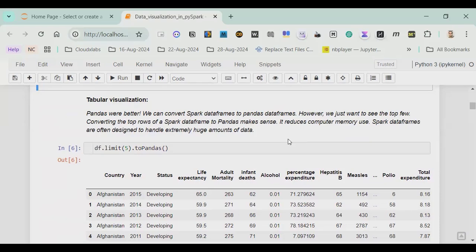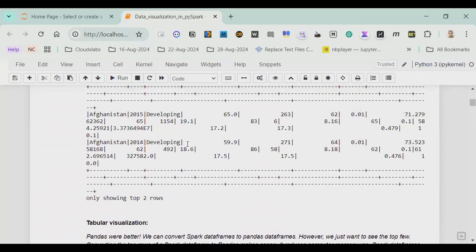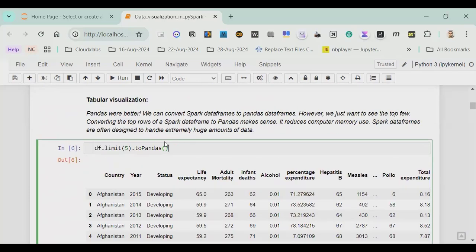So pandas was better. I mean, we can convert Spark data frames to Pandas data frames. That we already discussed. However, we just want to see the top view, converting the top rows of a Spark data frame to Pandas. Makes sense. It reduces computer memory use, and especially Spark DataFrames are mainly designed to handle huge volumes of data, right? So here the same DF, whatever we created, I mean the Spark one, I'm giving limit and converting it to Pandas.